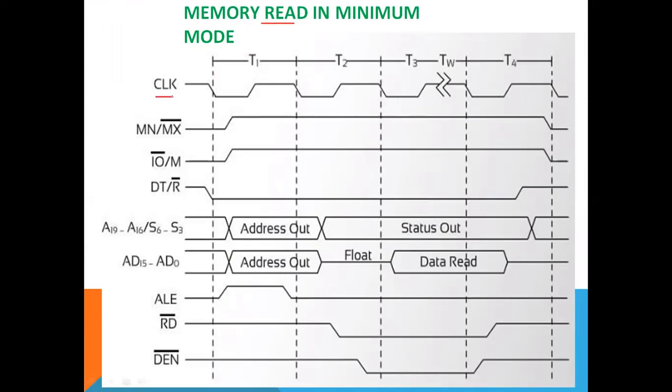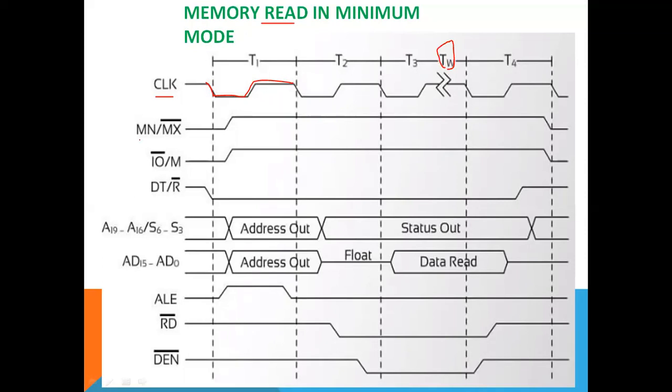First is clock. So one up, one down. It is called T1. One down, one up: second T2 state, T3 state, and T4 state. Why? What does TW mean? It is called the waiting T state.